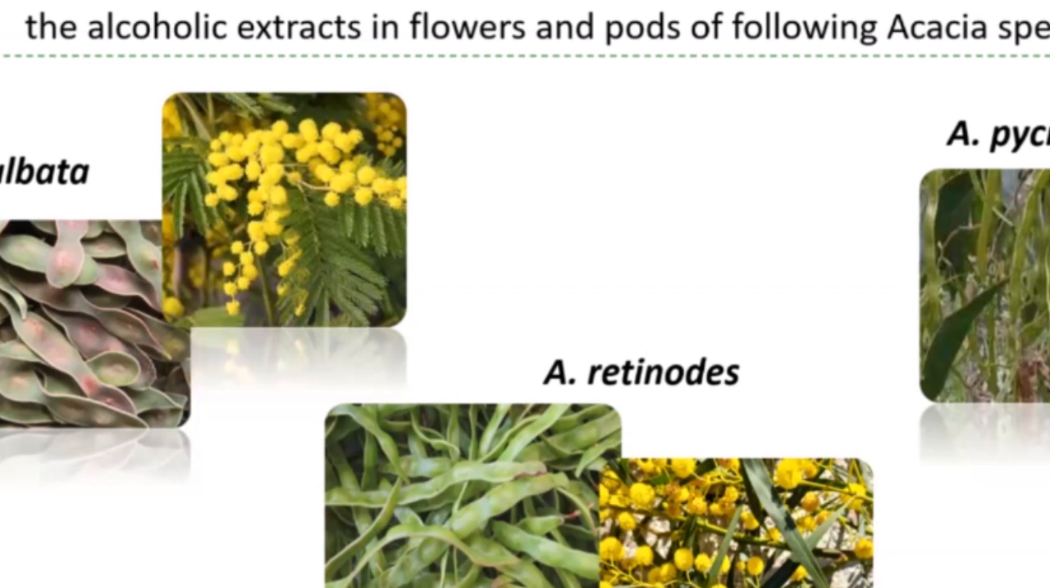So the aim of the work is to evaluate the phenolic and flavonoid compounds found in the alcoholic extracts of flowers and pods of the following acacia species: Acacia dealbata, Acacia retinoides, and Acacia pycnantha.